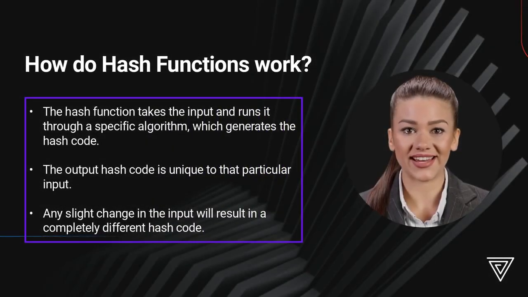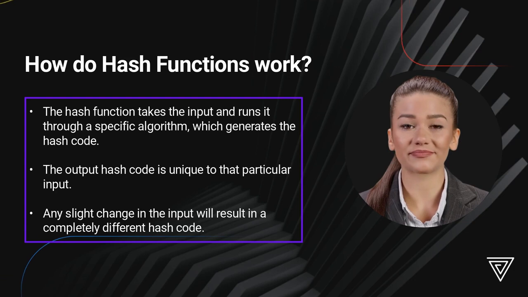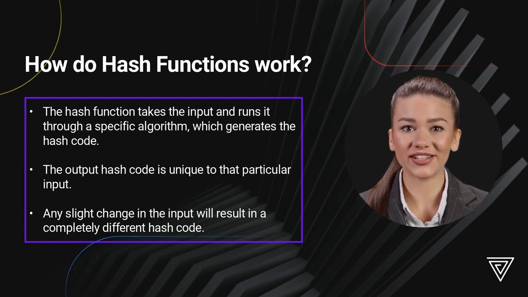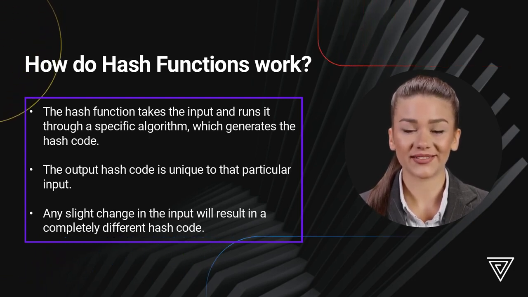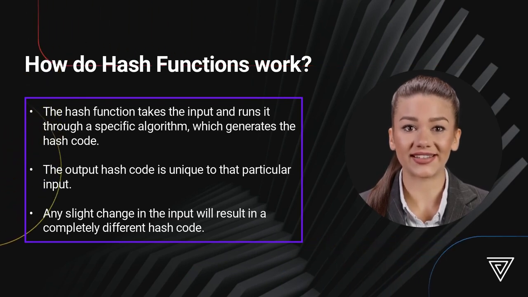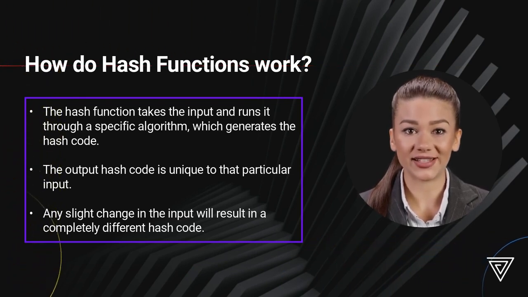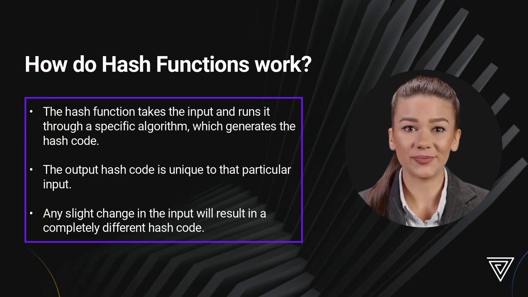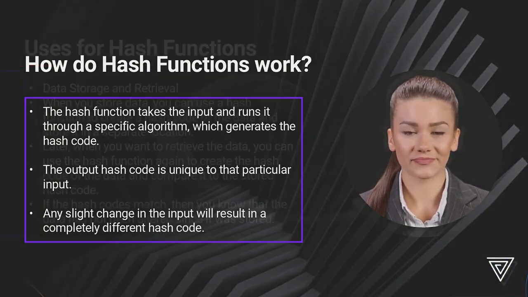Now, let's understand how hash functions work. The hash function takes the input and runs it through a specific algorithm, which generates the hash code. The output hash code is unique to that particular input, and any slight change in the input will result in a completely different hash code.